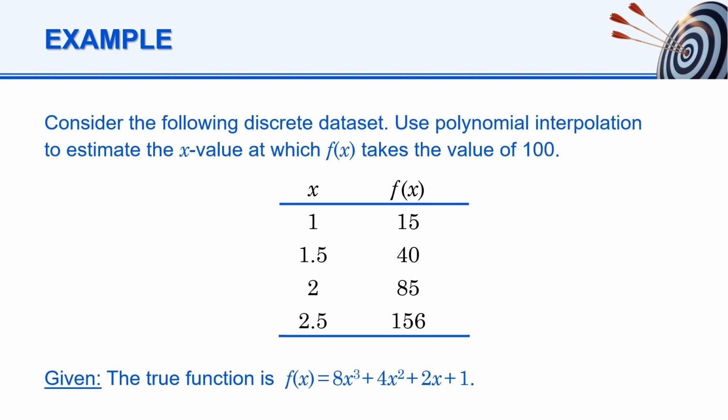Consider the following discrete dataset. Use polynomial extrapolation to estimate the x value at which f(x) takes the value of 100. The true function is given as follows.